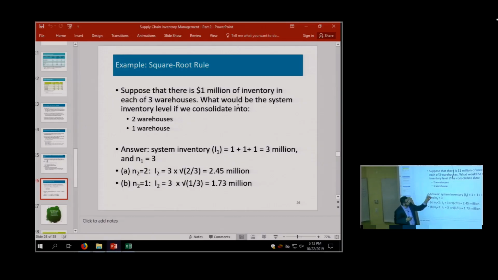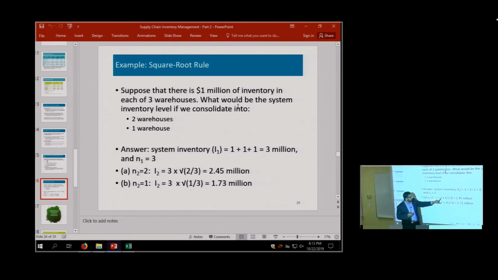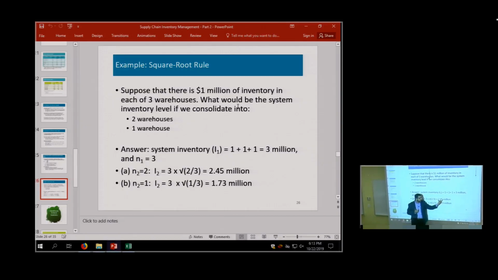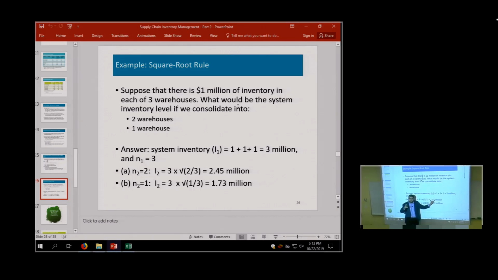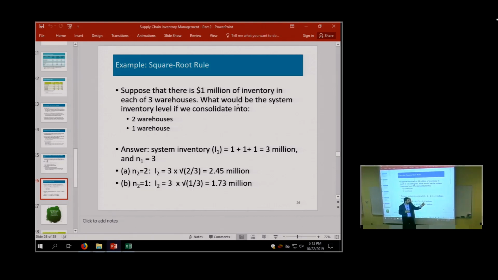So if I want to go down to 2 warehouses, my new inventory will be I2 equals 3 million, my current system inventory, 1 million each in 3 warehouses, multiplied by the square root of 2 over 3. This is N2, this is N1. So the total inventory in 2 warehouses will be 2.45 million. And about half of that in each, so about 1.2 something million in each. Total will be 2.45. So how much did that save? My inventory went from 3 to 2.45 million, about 0.55, 0.6 million inventory reduction from going from 3 to 2 warehouses.